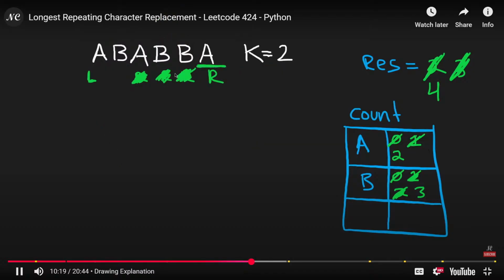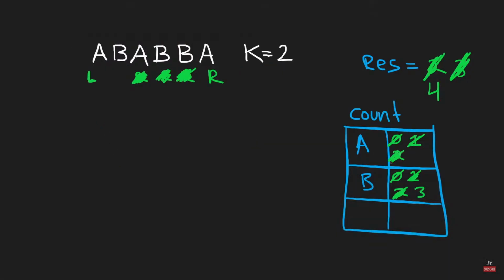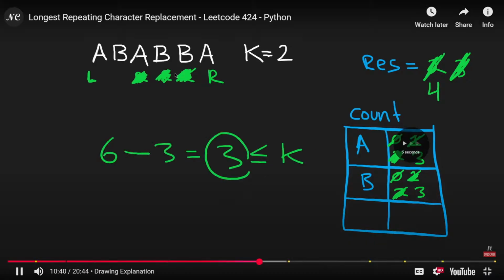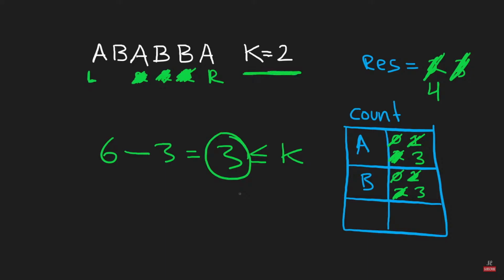So now we reached an A. So we're going to take the count of A and set it to 3. So now we have A count 3 and B count 3. So let's take the size of our window, 6, and subtract from it the count. We exceeded K, right? We exceeded the number of replacements we're allowed to make. If we wanted this window to be valid, we'd have to replace 3 characters in it, but we're not allowed to do that. So what we have to do is shrink the size of our window until we are valid.